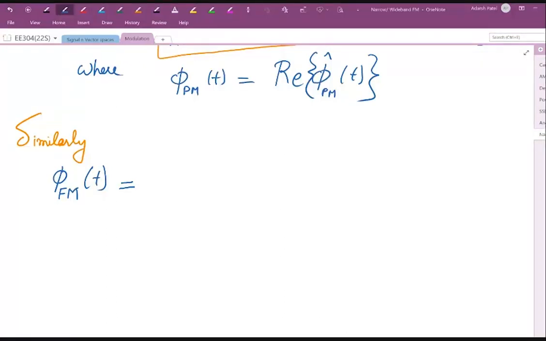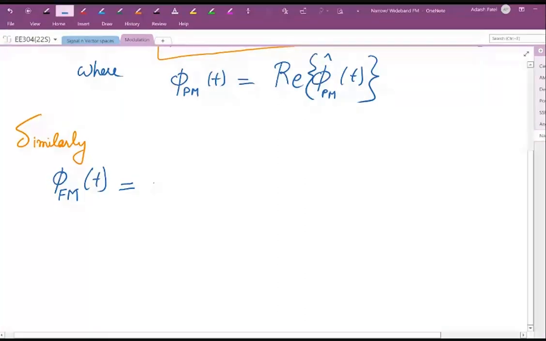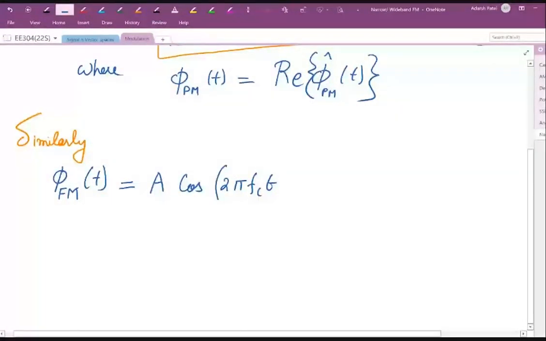A cos 2 pi fct plus kf times the integral from 0 to t of m of tau d tau. Correct. Yes. So this was who? Pujita, sir. Good, good, Pujita.